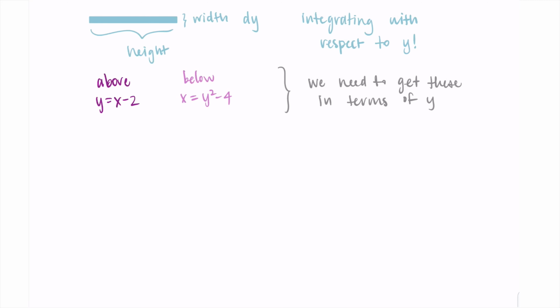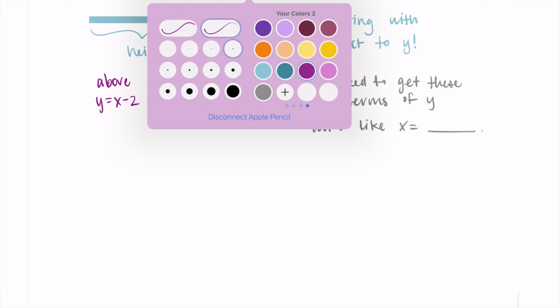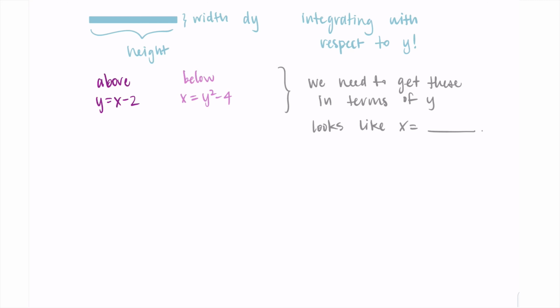And so it will look like x equals something. In the other examples we've done, it's been y equals blah and y equals blah, and we just integrated without thinking too much about it. But now that we have these implicitly defined things going on, where it's x equals y squared, it's not clearly y equals, so we're going to need to do a little bit of maneuvering. We already have x equals on this below function, and for the above function, I'm just going to solve for x. So I have x equals y plus 2 by moving that 2 to the other side.